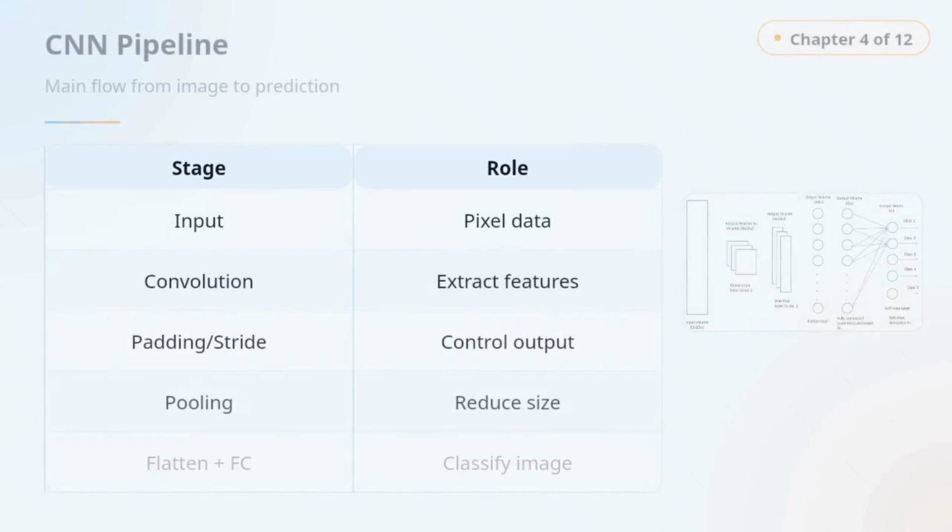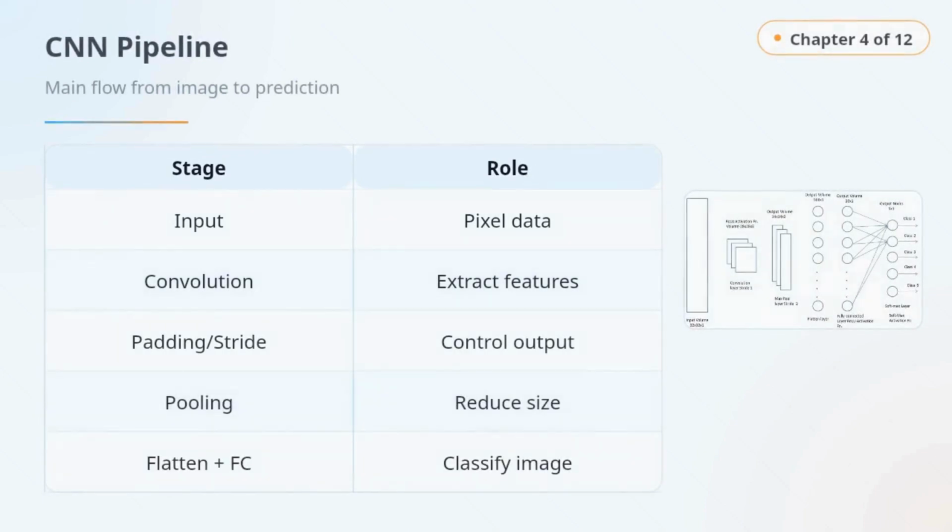Let's pause and see the full CNN pipeline in one view. We begin with the input image, then convolution extracts patterns. Padding and stride control how the filter moves and what output size we get. Pooling reduces dimensions, and finally flattening plus a fully connected layer turns learned features into a class prediction.